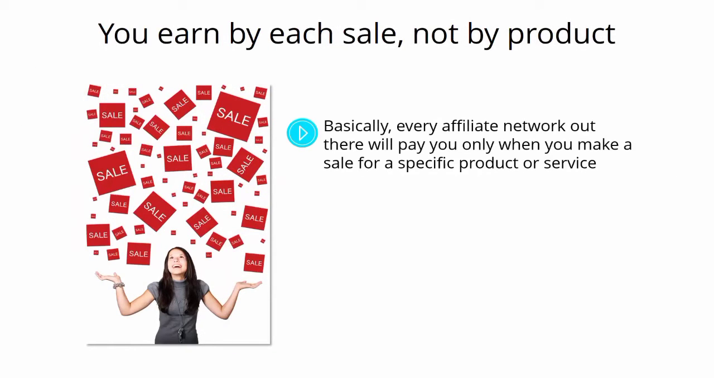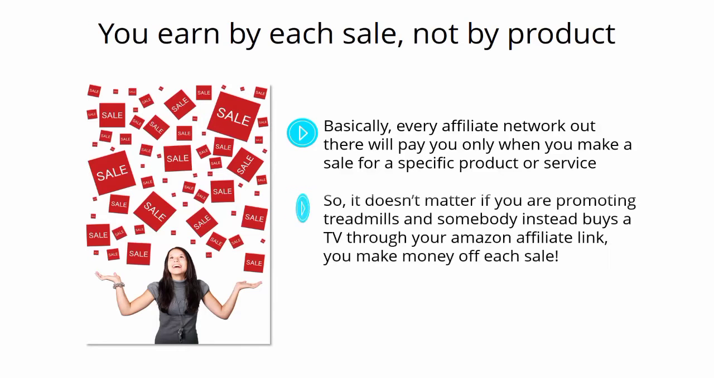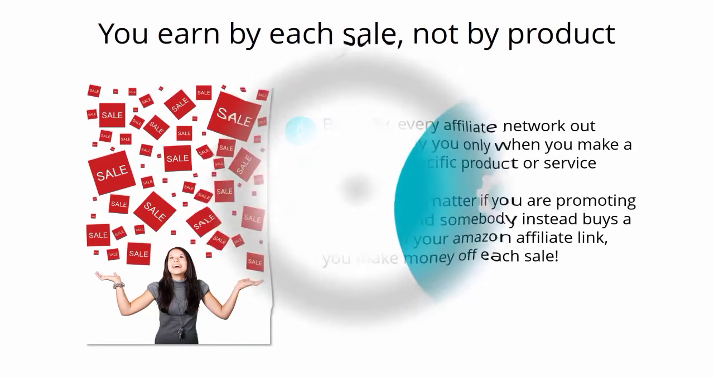You earn by each sale, not by product. Basically, every affiliate network out there will pay you only when you make a sale for a specific product or service. But Amazon makes you money for every purchase made by anyone that lands on Amazon through any of your affiliate links. So it doesn't matter if you're promoting treadmills and somebody instead buys a TV through your Amazon affiliate link. You make money off each sale. This means that if someone ends up making a $5,000 purchase through a link leading to a $10 product, you still make a commission off that $5,000 sale.